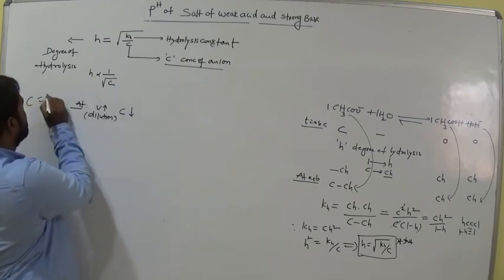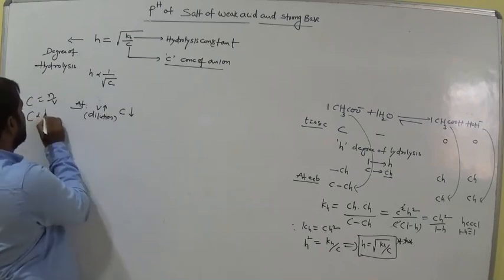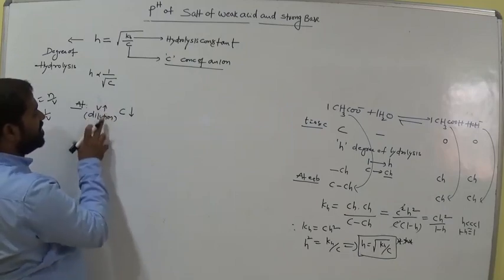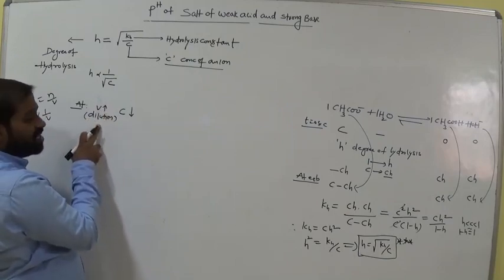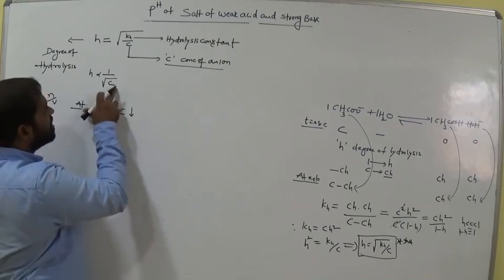Why? Because C equals n by V. Am I right? n by V. What is the relation between concentration and volume? Inversely proportional. Am I right here? So now, volume increasing means dilution is more. Then what happens? Concentration decreases. Clearly. Okay.